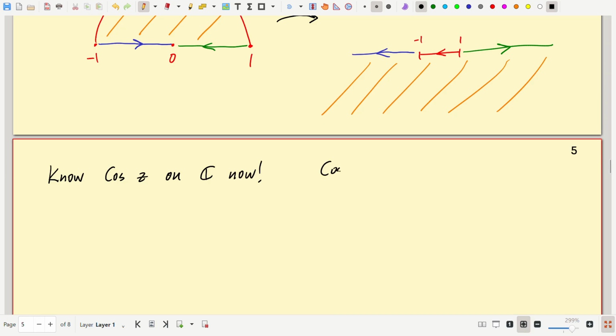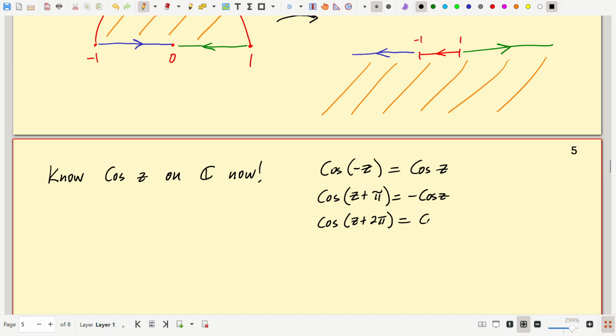Because cosine of minus z is the same as cosine z, and also it's periodic. In fact, the sum of angles formula shows that cosine of z plus pi is equal to minus cosine z, and cosine of z plus 2 pi is cosine z, since it's 2 pi periodic.